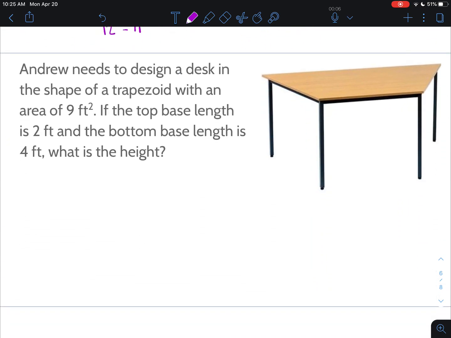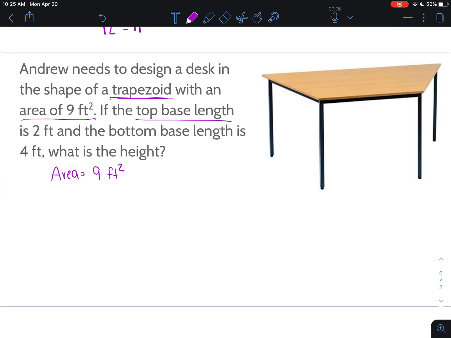So last example for the day, it is the most complicated because it's that lovely, crazy long trapezoid formula. Same kind of process though. So Andrew needs to design a desk in the shape of a trapezoid, and it has an area of 9 square feet. So area is 9 square feet.